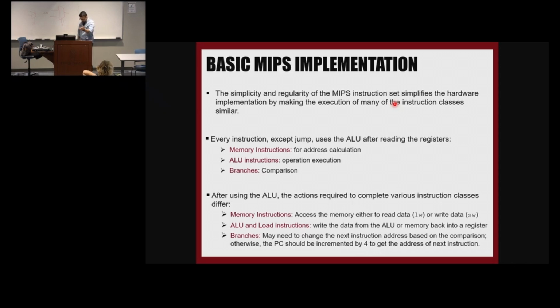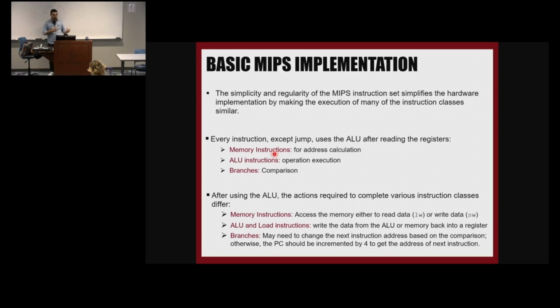For example, every instruction except jump uses the ALU one way or another. It doesn't matter what the instruction is, I-type, R-type, load, store. Every instruction somehow uses the ALU. So that makes it a little bit clearer. You go from the instruction memory to the register file, and then something is going to happen in the ALU. In the case of the memory instructions, for example, we use the ALU to calculate the addresses.